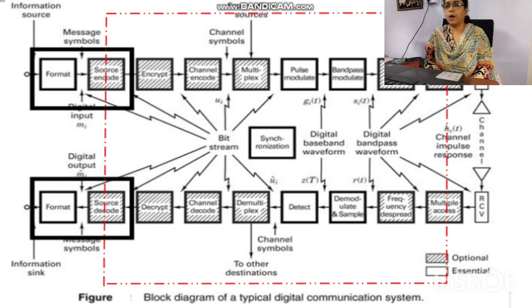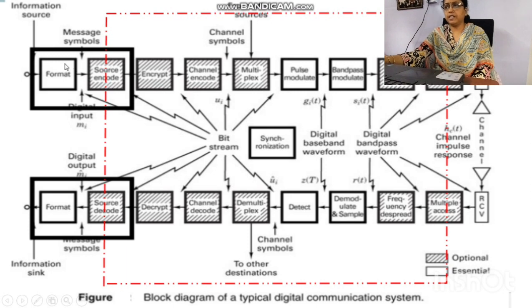Some of the blocks here are essential blocks, and some of the blocks are optional blocks. We can see the shaded blocks are optional, but the non-shaded blocks are essential. Essential blocks must be there in the communication system, like format, modulation, detection, and information sink, again format. These are the essential blocks.